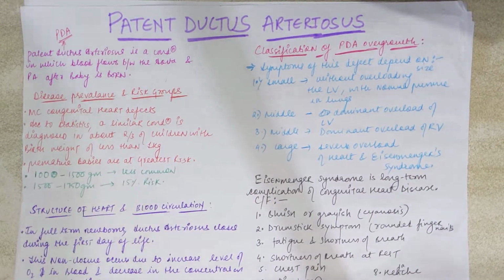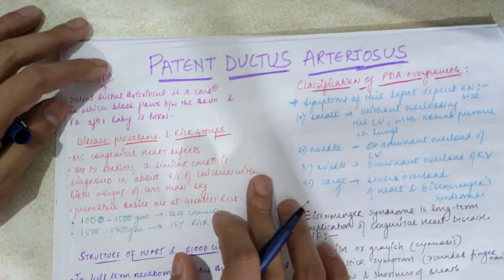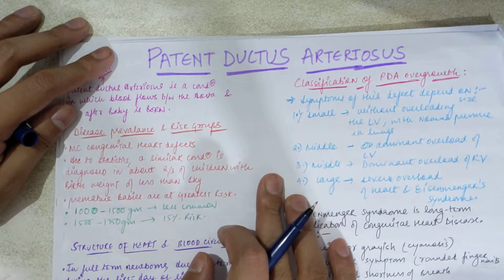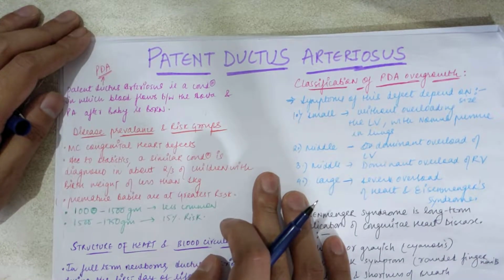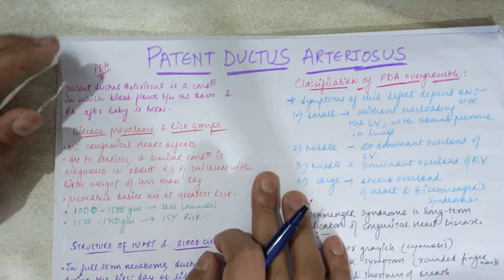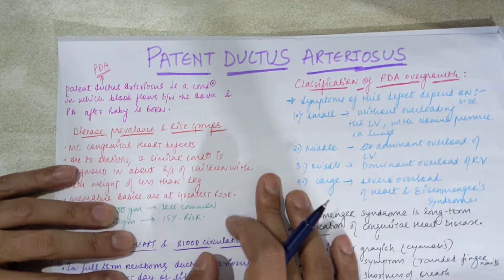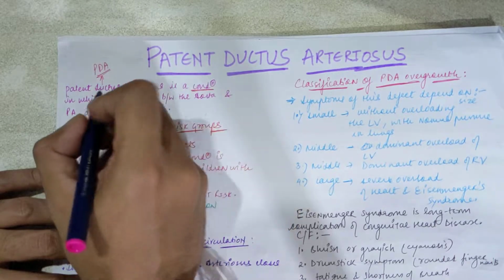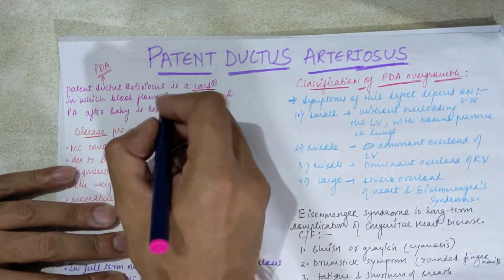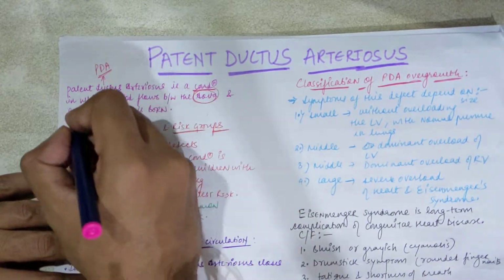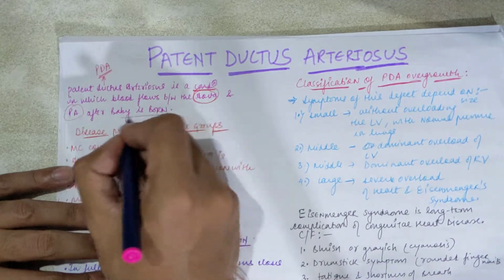Hello everyone. In this video we'll be discussing patent ductus arteriosus. This pathology is a congenital pathology. It is present from birth. It is a condition in which blood flows between the aorta and the pulmonary artery after the baby is born.